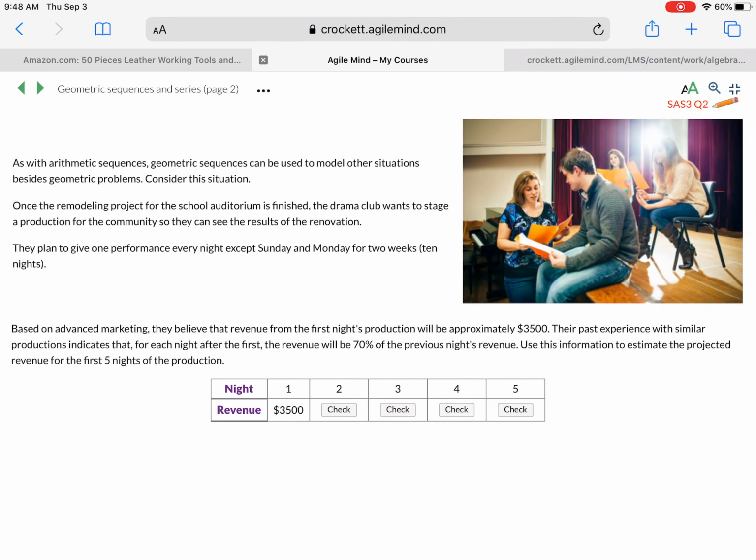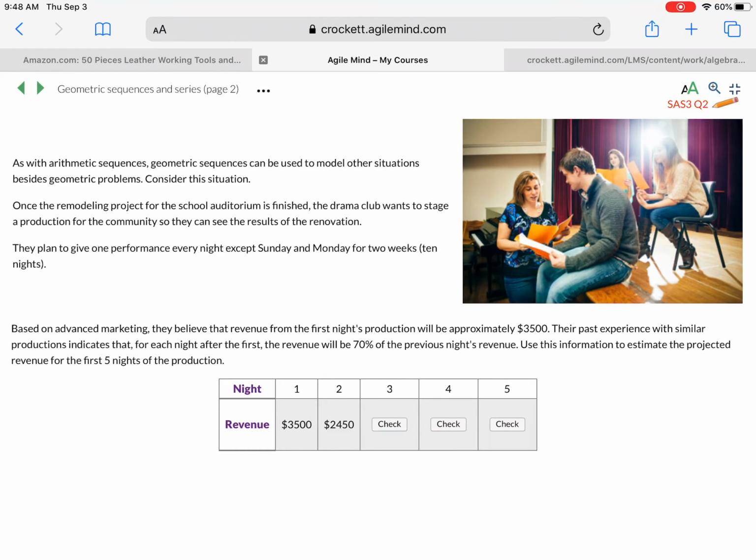So if you plug a 2 into that equation for your N, you should get 2450. If you plug in a 3 for the N, you should get 1715. If you plug in a 4, you get 1,200.50. If you plug in a 5, you get $840.35.